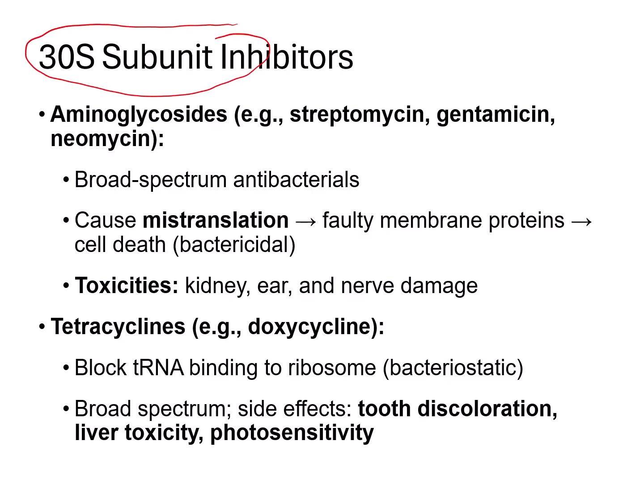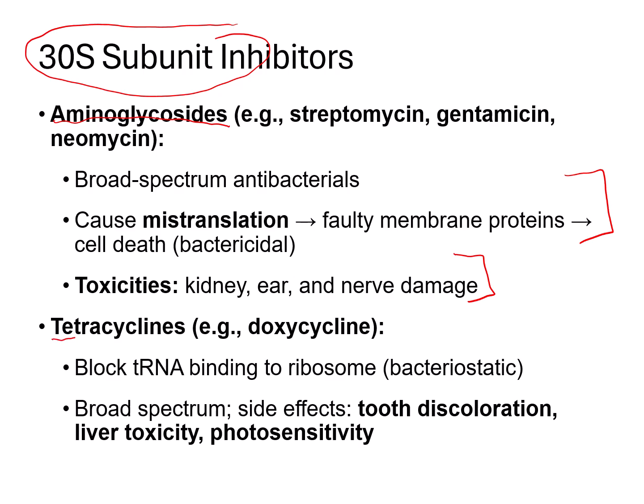All right, so let's look at the drugs that inhibit protein production by looking at our 30S subunit inhibitors first. These are drugs that inhibit that small subunit of the ribosome. For our aminoglycosides, these include streptomycin, gentamicin, or neomycin. These drugs cause mistranslation of messenger RNA, and this will lead to faulty membrane proteins and cell death. So these are bactericidal, but they can cause, unfortunately, kidney, ear, and nerve toxicity and damage.